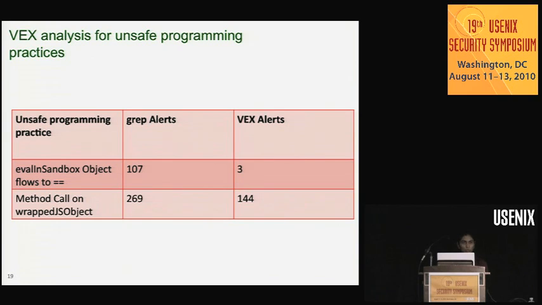Surprisingly, we found a lot of extensions which had flows from wrapped JS objects to method calls on wrapped JS objects. We looked at some of these extensions manually and found that these flows actually exist. But for some of the extensions, the flows were from safe objects, like objects created by the extension or the browser Chrome, to the method call on the wrapped JS object, and these cannot be attacked. But some of the extensions had flows from content to a method call, so those have to be corrected if the extension needs to be safe.